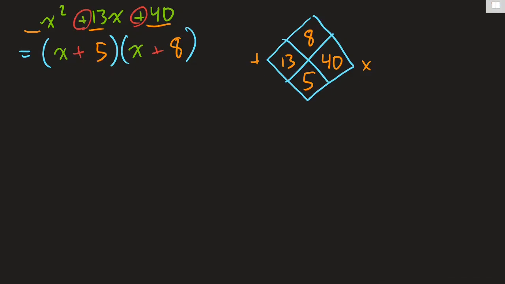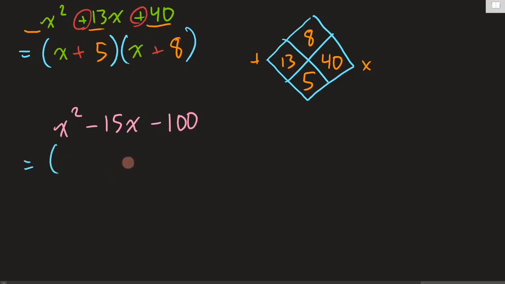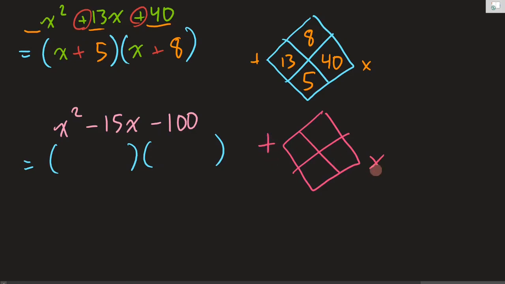Okay, let's try one more. Since these are so fast, might as well do a bunch, right? x squared minus 15x minus 100. So let's see if you can jump right to your factors from your diamond puzzle. Okay, did you figure it out? You should have got negative 100, negative 15, and your numbers were negative 20 and positive 5. x minus 20, x plus 5. Or you're right, in the other order, because order doesn't matter.